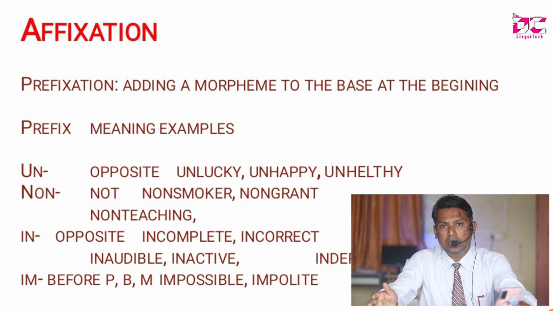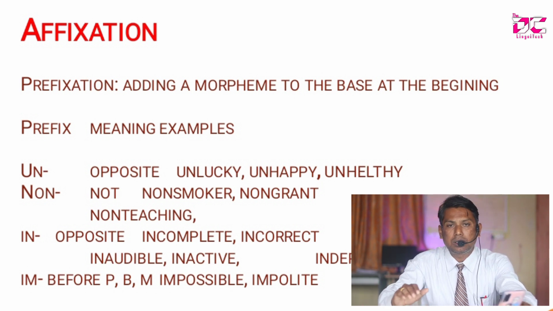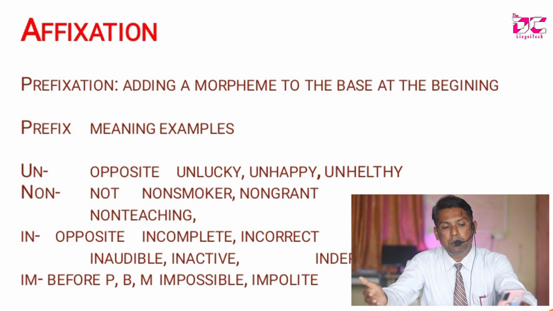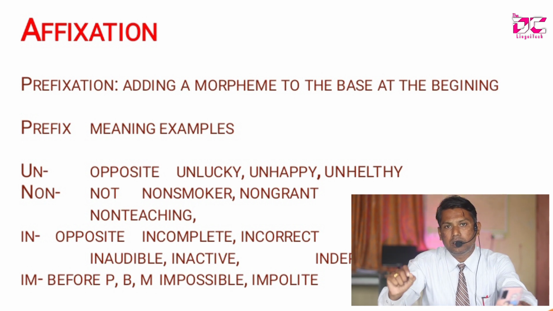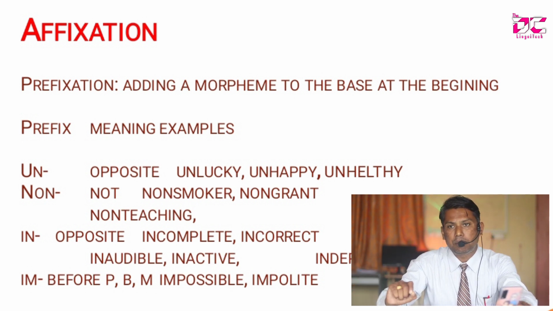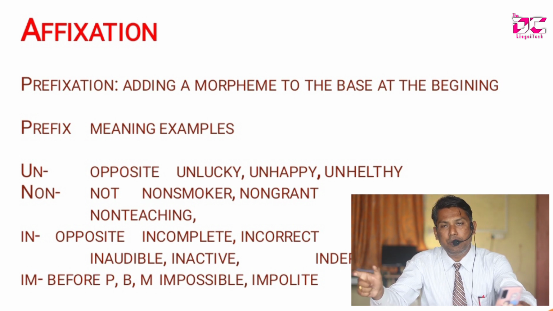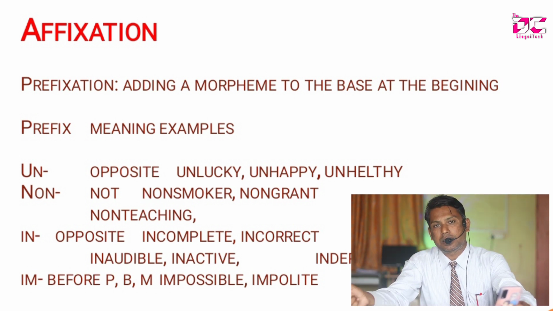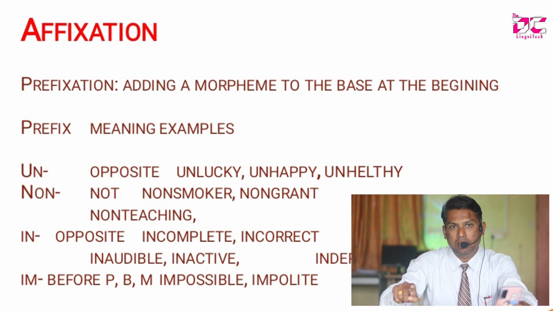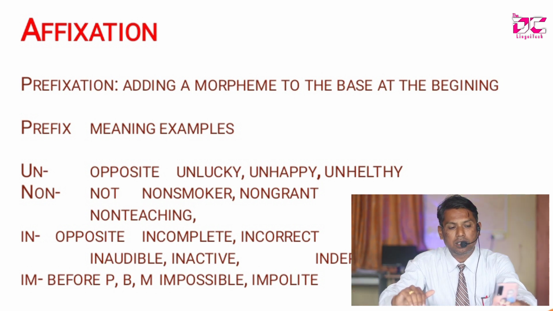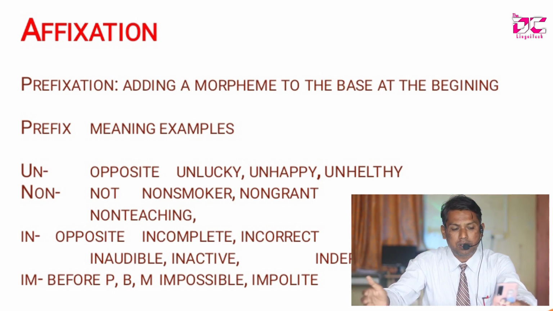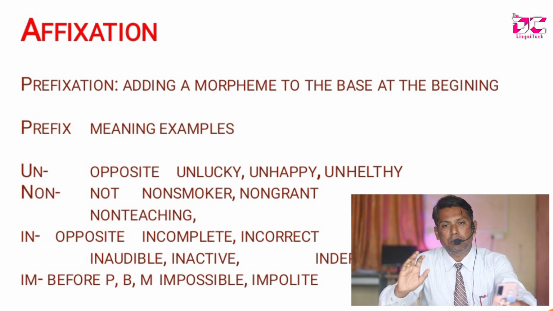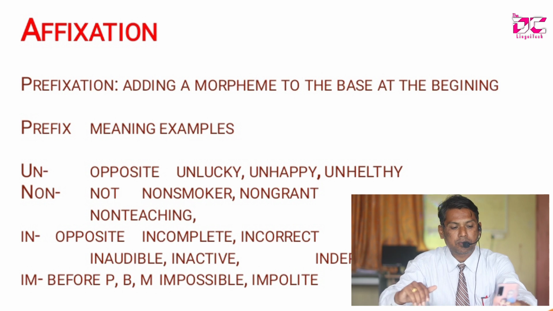Let's move on to the third, which is called in, or sometimes im. In becomes im before p, b, m. For example, possible is a word, but before possible we cannot say inpossible, we say impossible, like impolite, imbalance, impossible. But in is used except before these three letters, like incomplete, incorrect, inaudible, inactive.